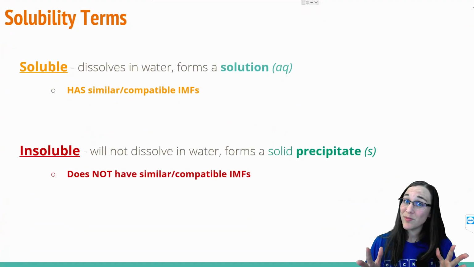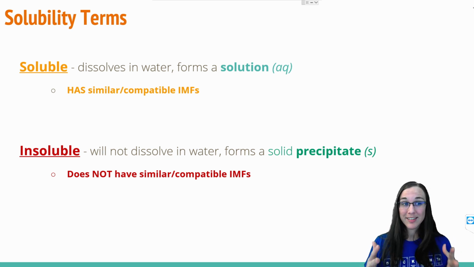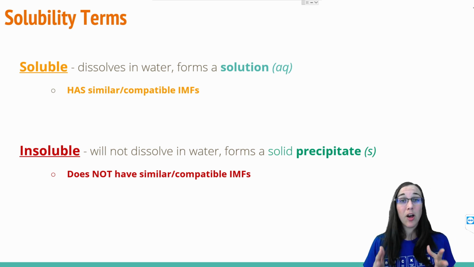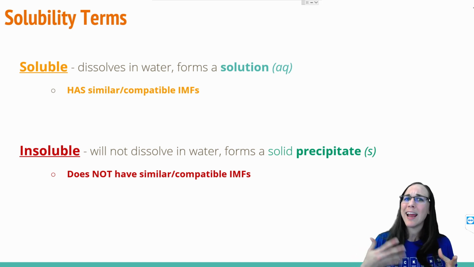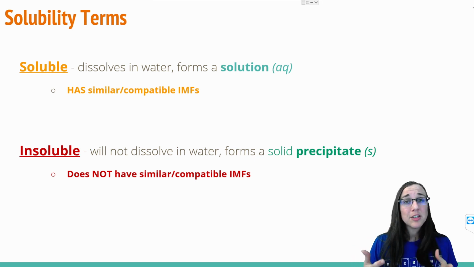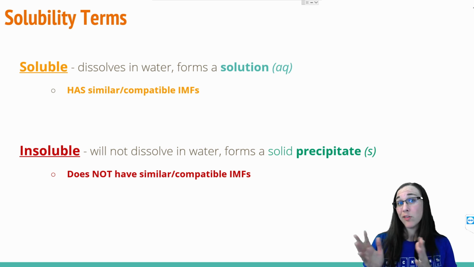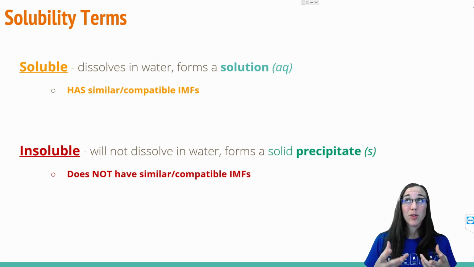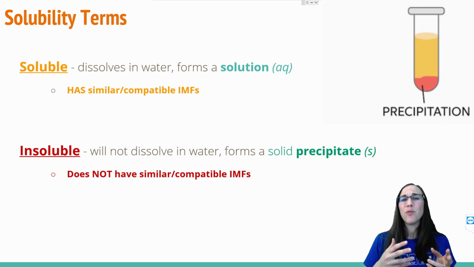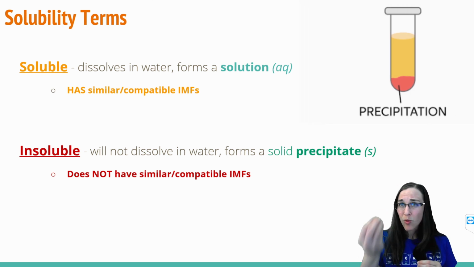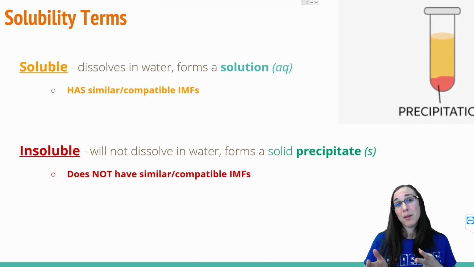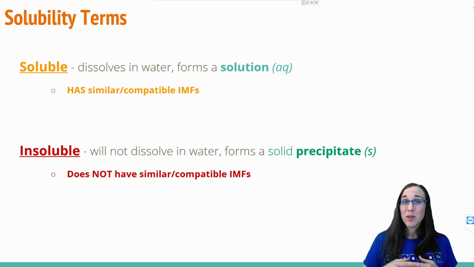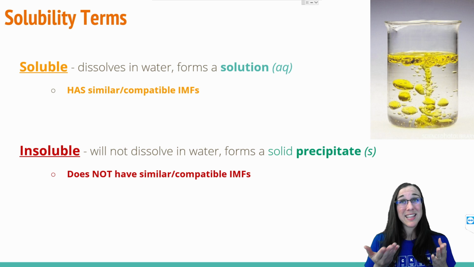I know I've said this a few times, but let's really clarify this. If it's soluble, it dissolves in water. It forms a solution, an aqueous solution, i.e. it has similar or compatible intermolecular forces. Likes dissolve likes. If it's insoluble, it will not dissolve in water. It forms a solid precipitate that drops out of the solution, i.e. it does not have similar or compatible intermolecular forces. Maybe you have something that's polar mixed with something that's nonpolar, like water and oil don't mix.